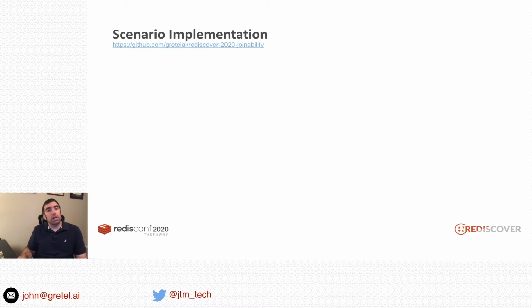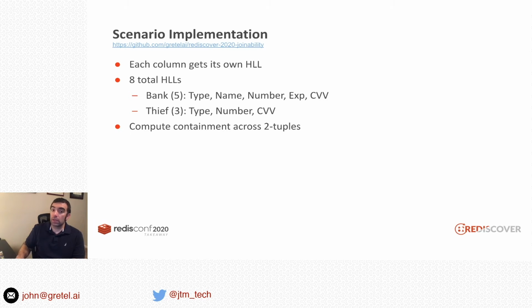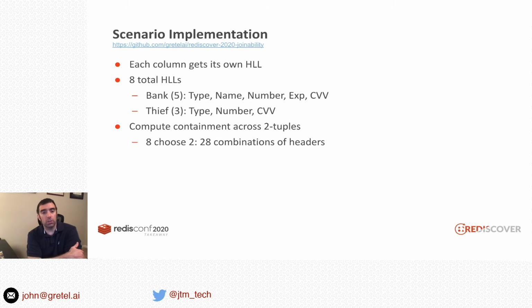So how I implemented this inside of the scenario is once we load everything inside of Redis, each column gets its own HyperLogLog. So we have 8 total HyperLogLogs that get created in the scenario. There are 5 headers for the bank, 3 headers for the thief. That gives us our 8. And we will compute containment across 2-tuples. So we'll take every combination of header and then create a containment score for that. This becomes an 8 choose 2 problem. So that gives us 28 total combinations of headers between the bank and the thief.